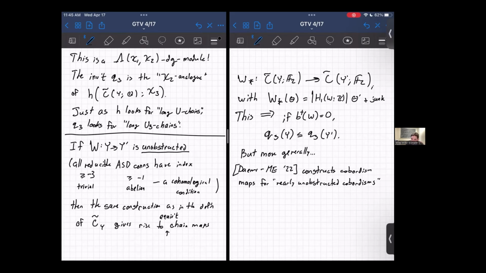And the way we do this is we construct cobordism maps for cobordisms which are not unobstructed, but are nearly so. So maybe this index is bigger than or equal to -3 instead of bigger than or equal to -1. The reason we can't work with arbitrary obstructed cobordisms has less to do with the technique and more to do with difficulties involving Uhlenbeck compactness. This prevents us, at least naively, from working with things which are arbitrarily obstructed.